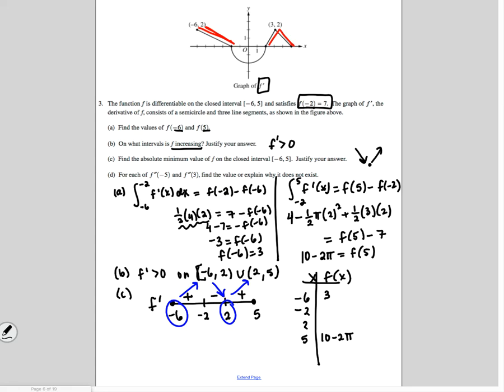So the only other ones we need to find are this f of -2 and f of 2. Well, we have f of -2 is 7. So really the only thing we need to find is f of 2. So how do we find f of 2? We find it exactly as we did in part A.